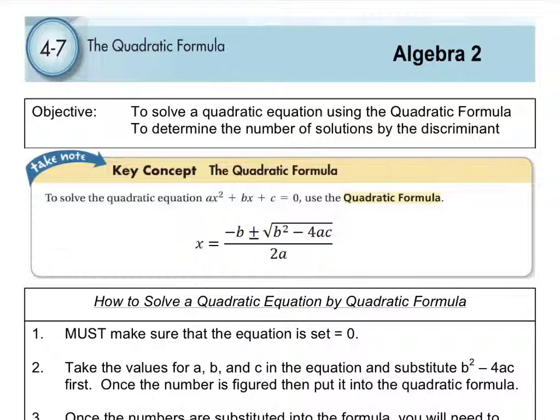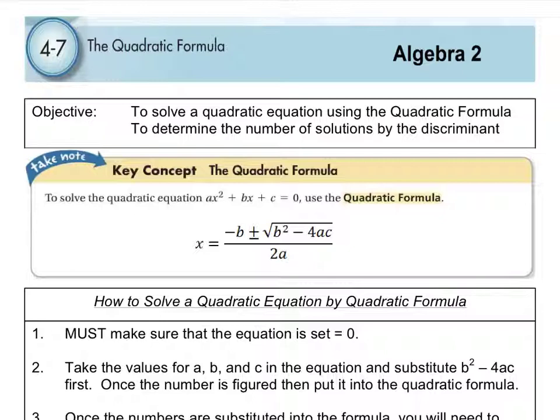Okay, and you'll notice as you look at this first key concept, it explains to you what the quadratic formula is. It says to solve the quadratic equation ax squared plus bx plus c equals 0, you use the quadratic formula. How they derive it is they take this equation, ax squared plus bx plus c, and solve for x. They get x by itself, and they come up with the quadratic formula, which is the opposite of b plus or minus the square root of b squared minus 4ac, all divided by 2a.